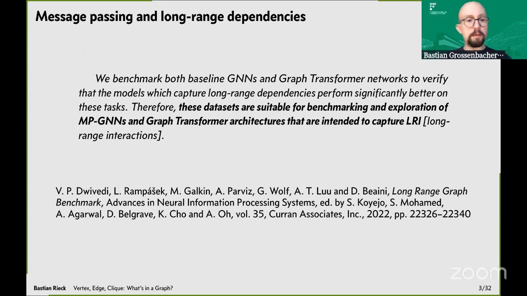So there's a great paper by Dwivedi and colleagues wherein they benchmark both baselines, GNNs, and graph transformers. And then they say, okay, we have these new datasets, and I'm just reading that part of the quote out loud: "Therefore, these datasets are suitable for benchmarking and exploration of message passing GNNs and graph transformer architectures that are intended to capture long-range interactions." So far, so good. This appeared in 2022.